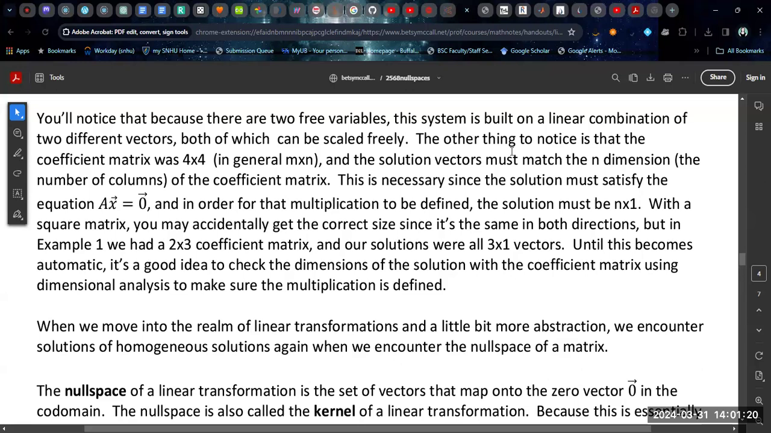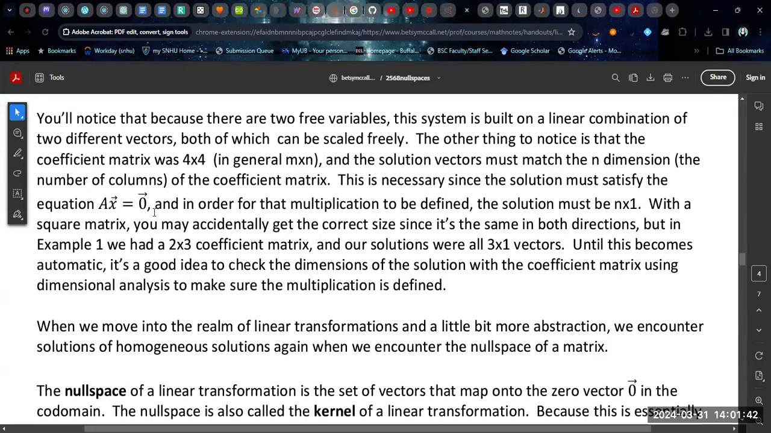This is necessary because the solution has to satisfy the equation Ax equals 0. Otherwise, the multiplication can't be defined. So the solution has to be n by 1. So in the first example, we had a 2x3 coefficient matrix, and all of our solutions were 3x1 vectors.